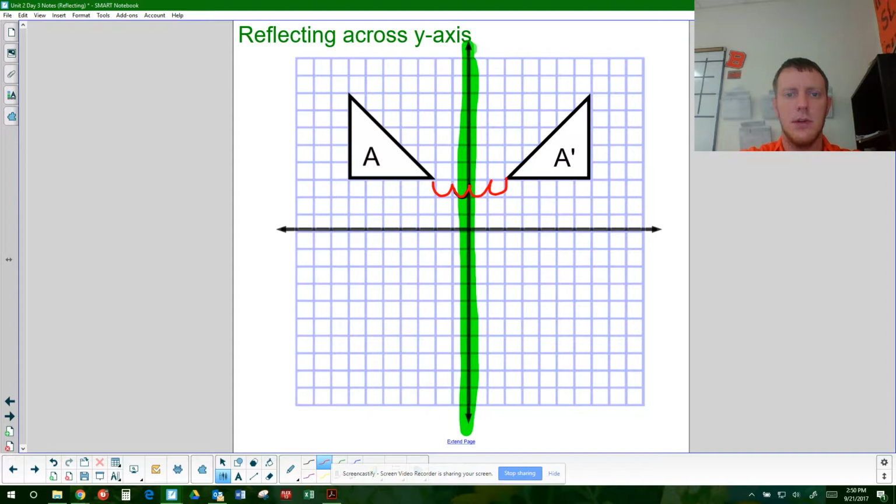Counted 2 left, 3, 4, 5, 6, 7. 3, 4, 5, 6, 7. And then we put the point. And then same thing with the last point. That's all you have to do when you're reflecting. Highlight the axis, or you don't have to, but it does help sometimes. And then count. That's it.